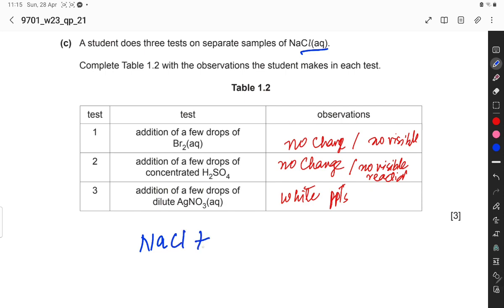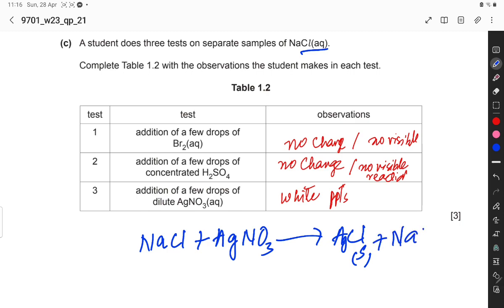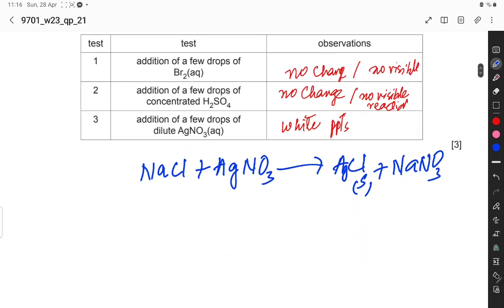Addition of a few drops of dilute nitric acid. When we add a few drops of AgNO3 to sodium chloride, a precipitation reaction occurs like this: AgCl becomes solid plus NaNO3. So a white precipitate of silver chloride can be seen.